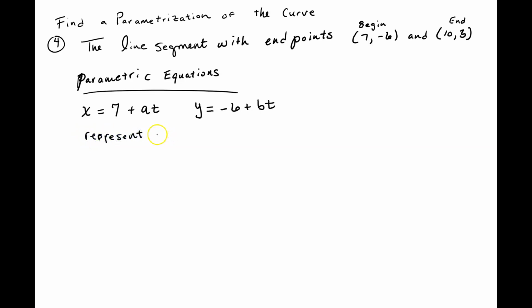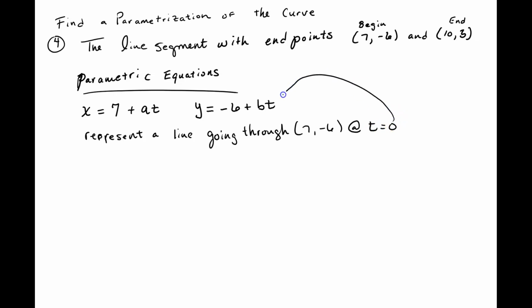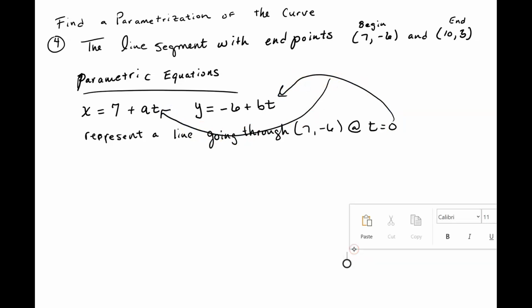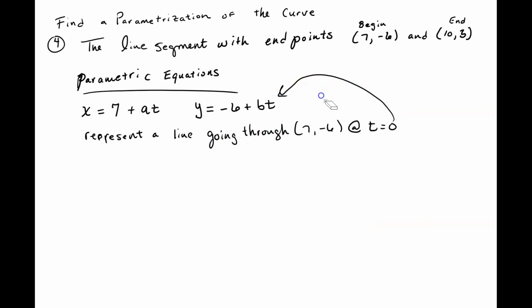Again, we're assuming that these represent a line going through the point 7, -6 at time t equal 0. So think about it. When you plug in 0 here and here, what do you get? 7, -6 exactly.